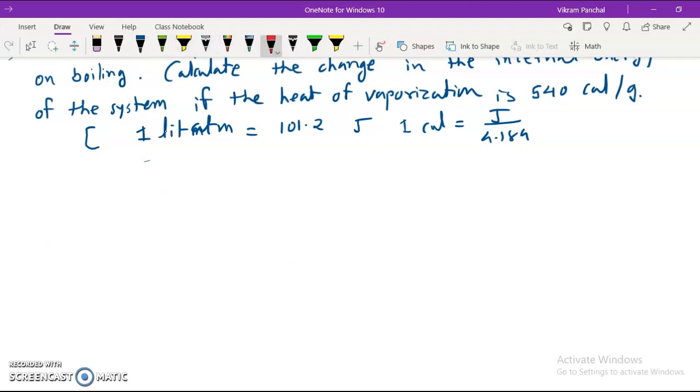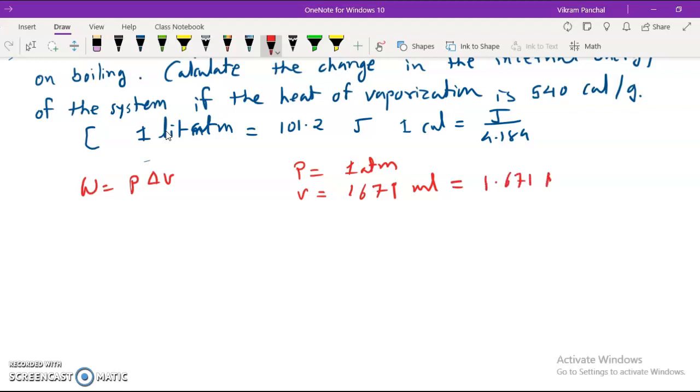W is equal to P delta V. You are given two different volumes, and here pressure is given, 1 atmosphere. Volume should be in liter. So it is 1671 ml, which is equal to 1.671 liter. So W will be 1 into 1.671 liter atmosphere. This can be converted into joule, that is 1.671 multiplied by 101.2. The answer will be in joule.